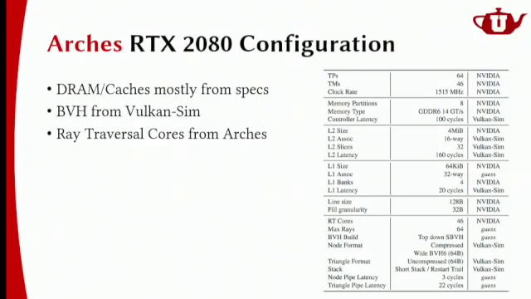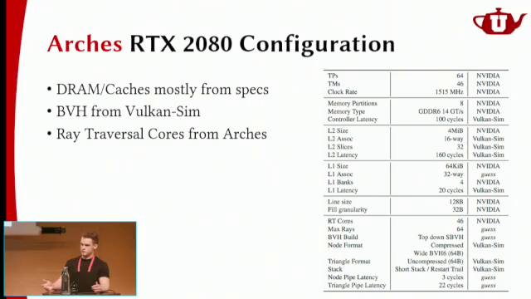And of course, we also had to configure our simulator to match the 2080. Our simulator, like I said at the beginning, was designed to simulate all kinds of different architectures, so we were able to reconfigure it to simulate a 2080. And to do this, a lot of this information is not publicly known. So for things like the DRAM and caches, we took a lot from the spec, but we also had to take some from the VulcanSim simulator, and then we took the BVH structure from VulcanSim, and we used our own traversal cores.